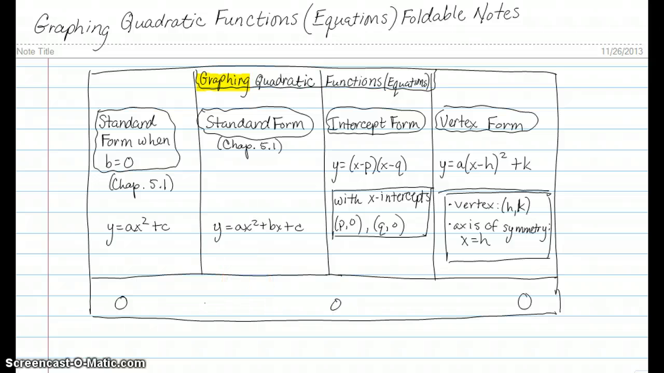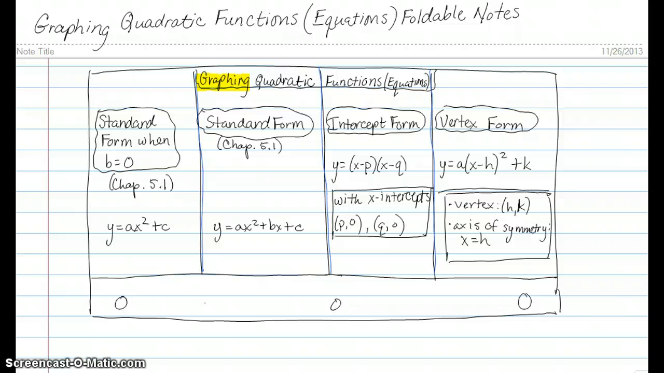Then you're going to use your scissors and cut on the folds here. So you'll have flaps right here, 4 of them to be exact. On the front of flap 1, you have standard form when b is 0 from chapter 5.1. The equation for that is y equals ax squared plus c because b is 0. Your second flap will be standard form, also from chapter 5.1, y equals ax squared plus bx plus c.